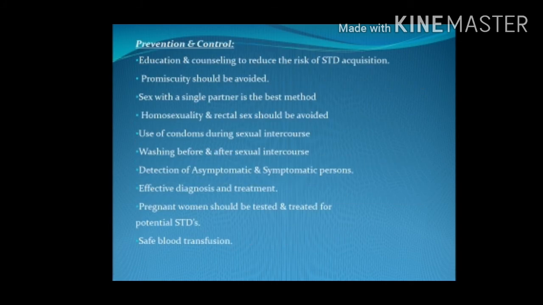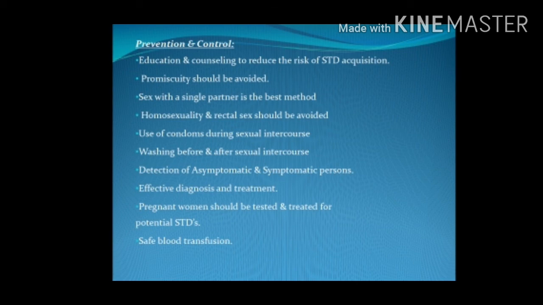Prevention and control. Let us see some important measures or steps to prevent and control the STDs, like education and counseling to reduce the risk of STD acquisition. Promiscuity should be avoided. Promiscuity means having more than one sex partner. One should have one safe and trusted sex partner. Sex with a single partner is the best method.